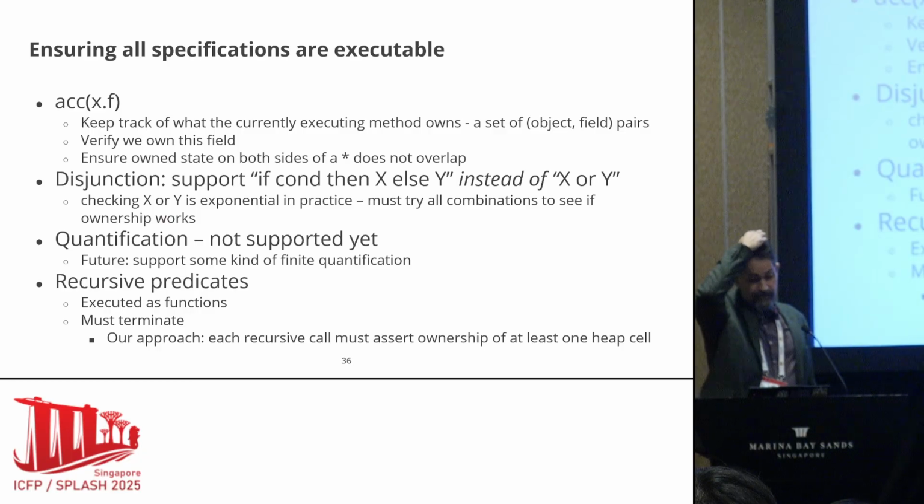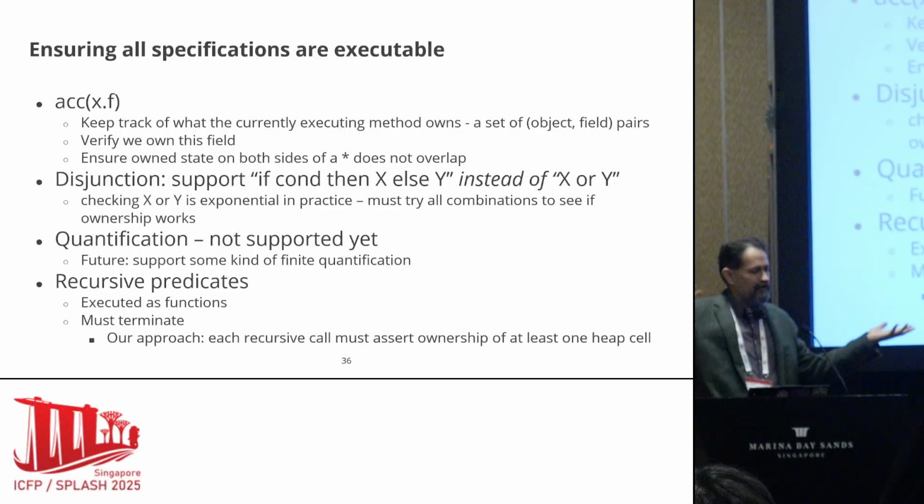Okay, so one thing that's interesting about this, because we're trying to do dynamic checking, is we have to ensure all specifications are executable. And one of the most interesting bits of that is actually the ownership, right? So one of the things we do is we check that we can assert access of x.f. How do we check that?